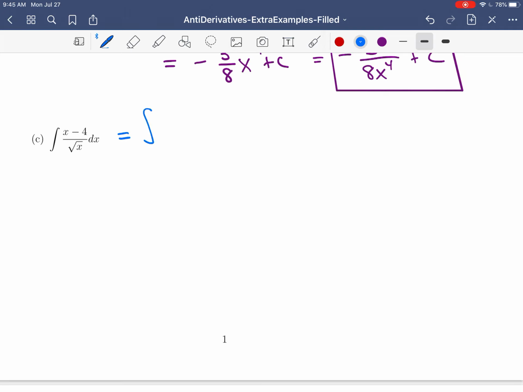When I have a fraction with addition or subtraction on the top, I can split it into 2 fractions with the same denominator. So I could rewrite this as x over root x minus 4 over root x. Now I can simplify each of these. x over root x is x to the 1 over x to the 1/2. If I subtract those exponents, I get x to the 1/2. And then over here, I'm going to have 4 times x to the minus 1/2.